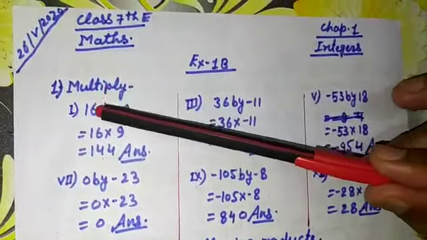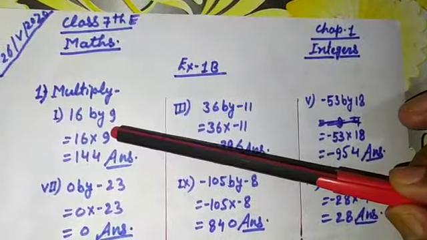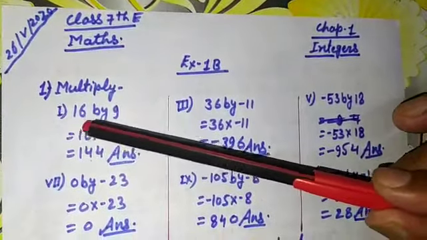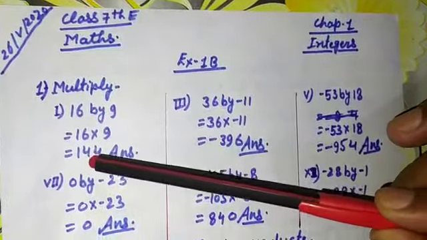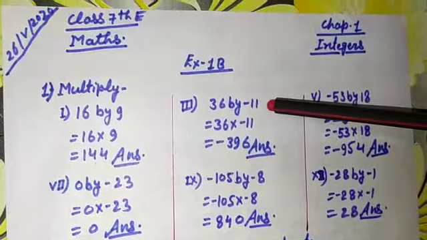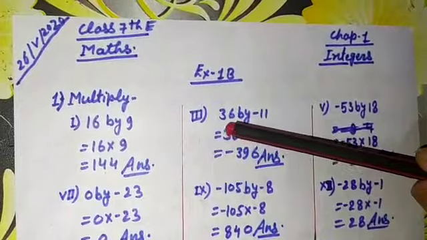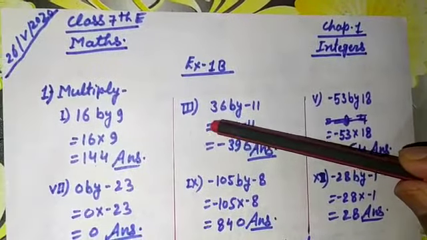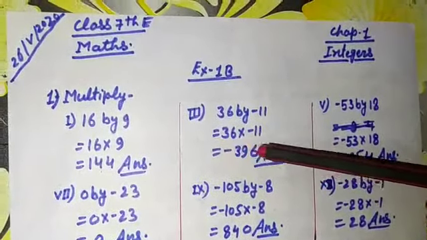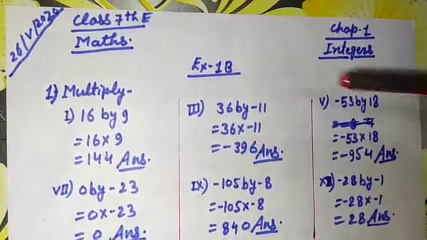First one is 16 by 9, which is equal to 16 multiplied by 9. Here we are looking that both integers are in positive sign, therefore 16 multiplied by 9 is equal to 144. Third one is 36 by minus 11, which is equal to 36 into minus 11. Here we are looking that 36 is in positive sign and 11 is in negative, therefore the result will be in negative sign, and 36 multiplied by 11 is equal to minus 396.